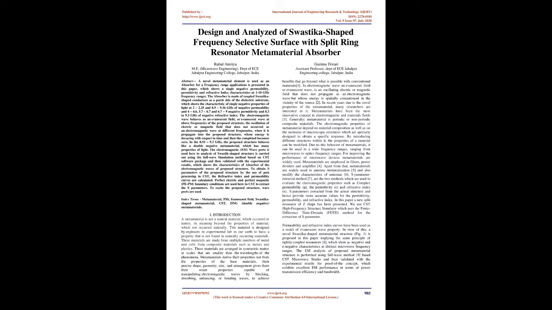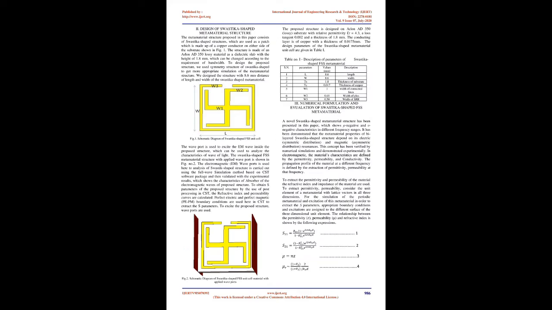Metamaterials derive their properties not from the properties of the base materials. Their precise shape, geometry, size, and arrangement give them their smart properties, capable of manipulating electromagnetic waves by blocking, absorbing, enhancing, or bending waves, to achieve benefits that go beyond what is possible with conventional materials. 1. An electromagnetic wave. An evanescent field or evanescent wave is an oscillating electric or magnetic field that does not propagate as an electromagnetic wave but whose energy is spatially concentrated in the vicinity of the source.